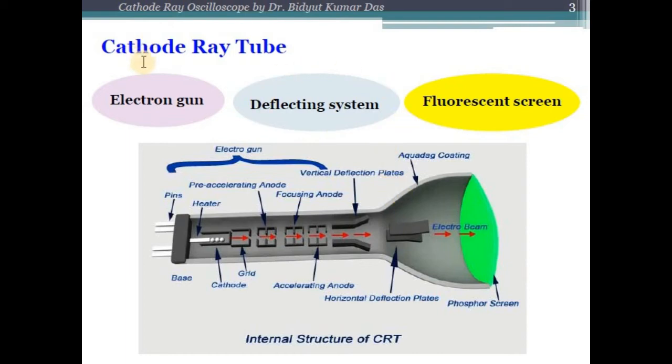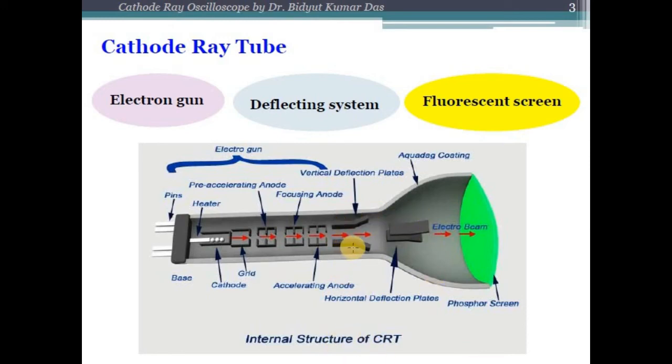The second part of this cathode ray tube is the deflecting system. So in most cathode ray tubes there are two sets of deflecting systems. One is known as the vertical deflecting plates and the other is the horizontal deflecting plates. This system deflects the electron beam and sweeps the spot on the screen according to the voltage applied to the horizontal and vertical deflecting plates.